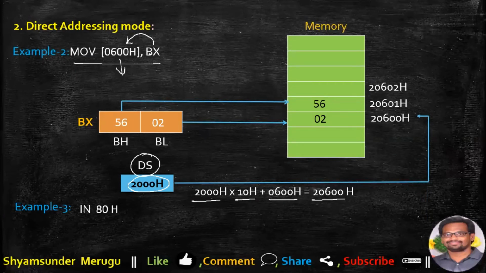Now what is the data that I want to move from BX to the physical address, right? BX is a 16-bit register, so I require two locations, right? Now the data that is available in BX is 02 in BL. So this BL goes to the lower specified address and the content in BH will go to the upper specified address.